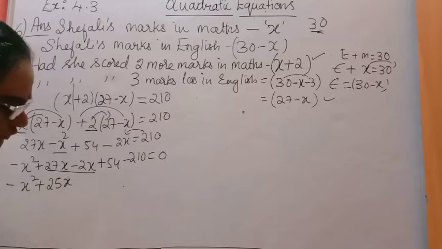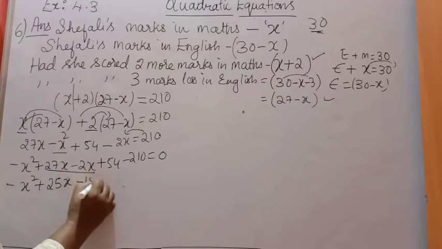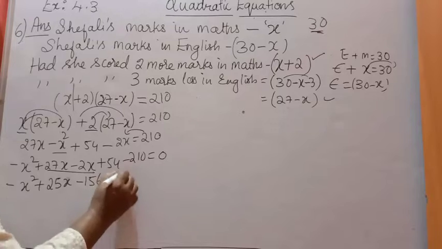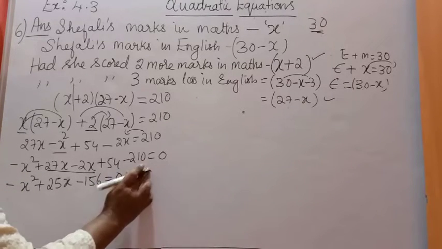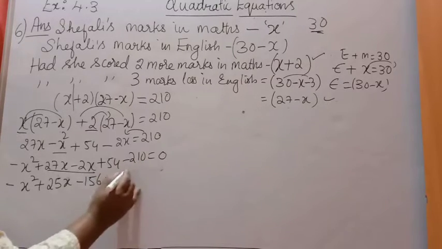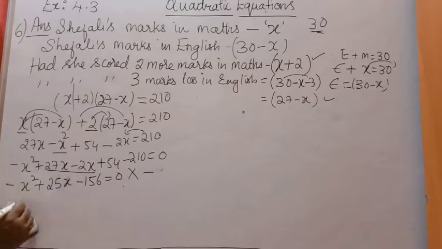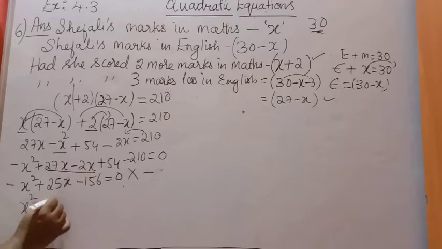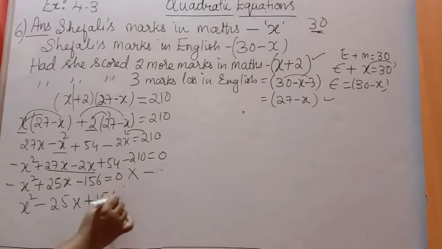210 minus 54, 156, bigger number sign, is equal to 0. So this is having a minus sign. I have told you in many problems you have to multiply the whole equation by minus. Multiply by minus. That will give you x square minus 25x plus 156 is equal to 0.